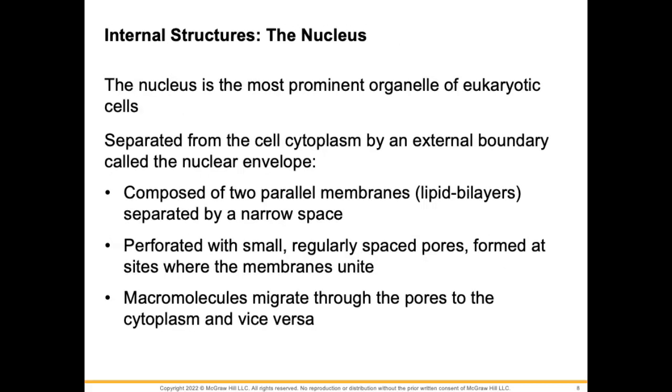Okay, we get into the nucleus, the most prominent organelle of the eukaryotic cell, separated from the cell cytoplasm by an external boundary called the nuclear envelope. Think of it as the boundary around the nucleus. It's composed of two parallel membranes, lipid bilayers, separated by a narrow space. There are perforations, pores, formed at sites where the membranes unite, and certain macromolecules can go in and out through those pores.